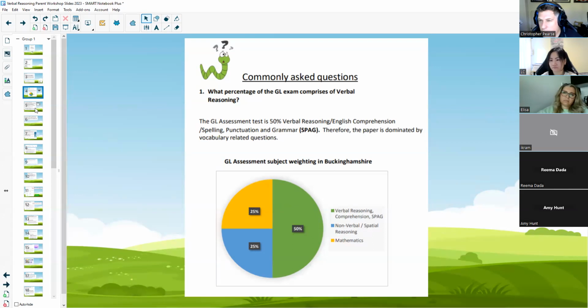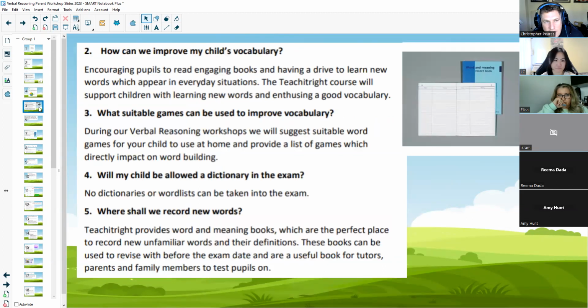These are just a set of questions that we often get asked about verbal reasoning. I thought I would start with these first, if it's okay, just to give you an idea. So that first question, what percentage of the GL exam comprises of verbal reasoning? As we say, 50% is verbal and English. Big question number 2. How can we improve my child's vocabulary?